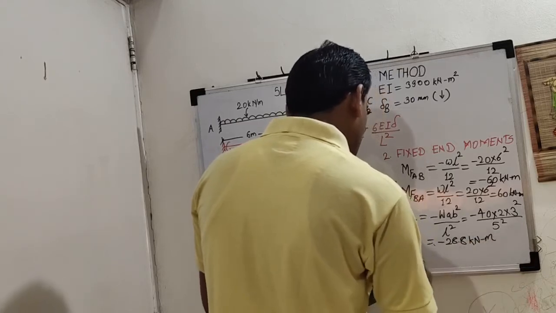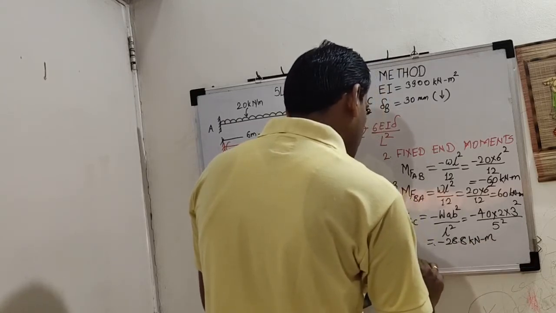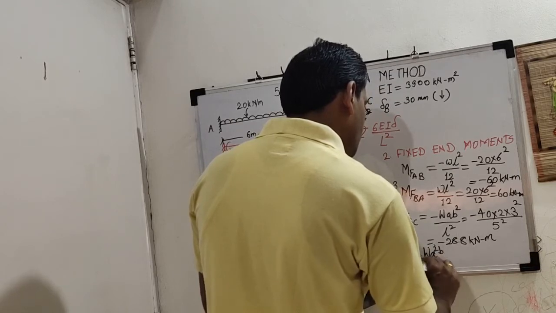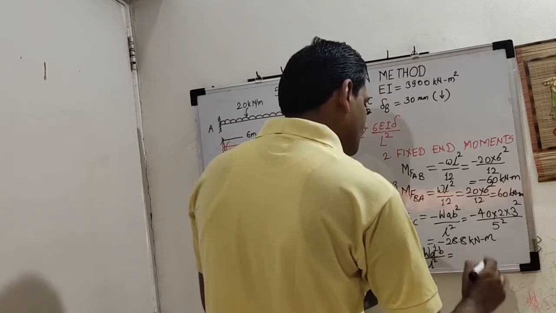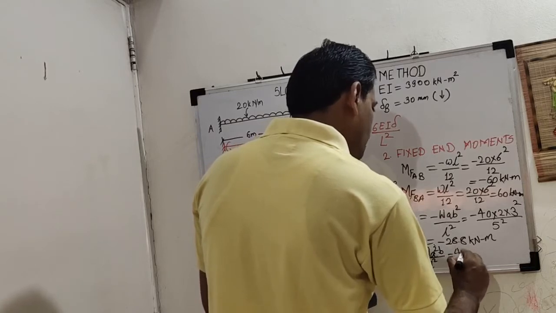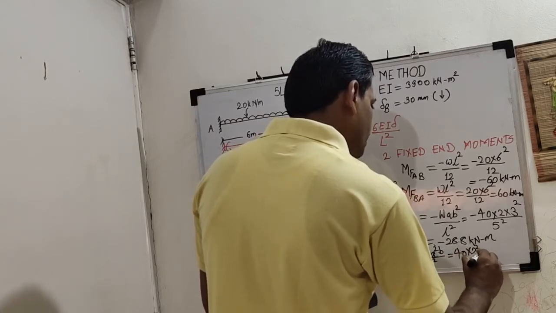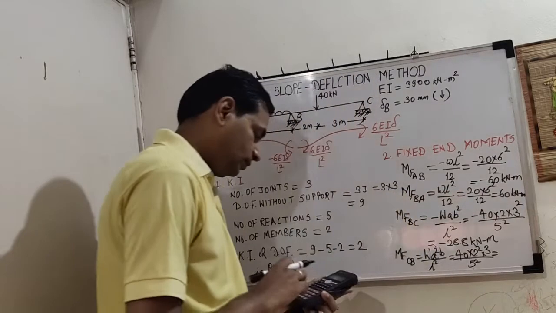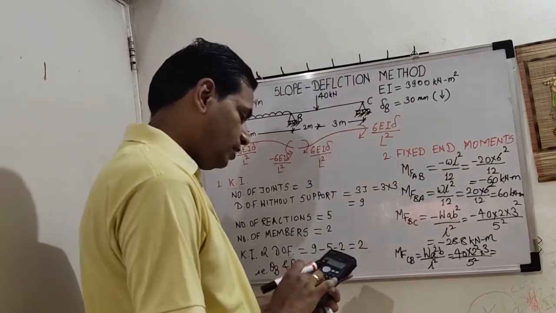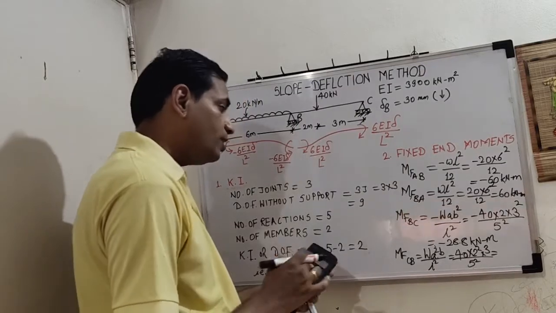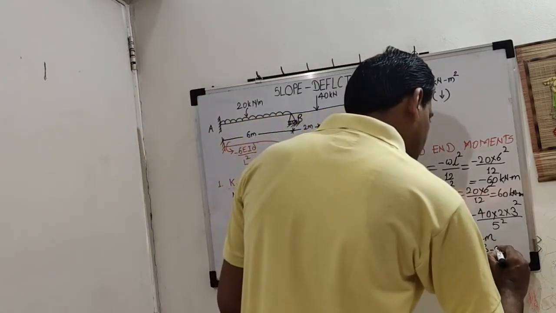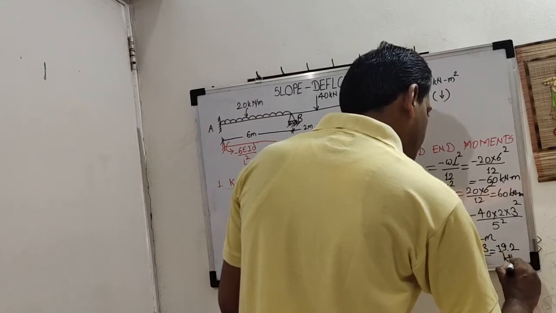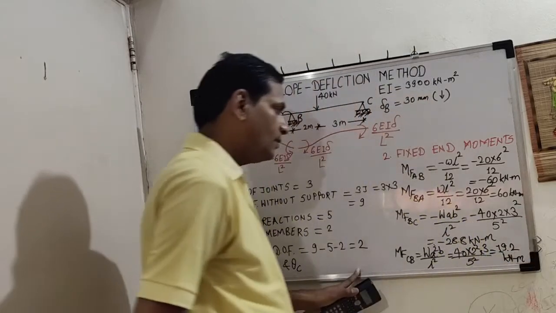Then MFCB. What is MFCB? Plus WA square B upon L square. So it is plus 40 into 2 square into 3 upon 5 square. So 40 into 2 square into 3 upon 5 square. It is plus 19.2 kilonewton meter. Okay.